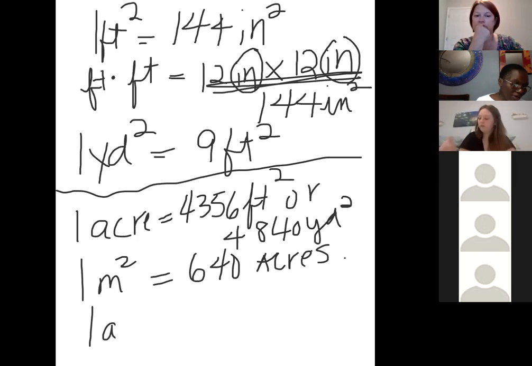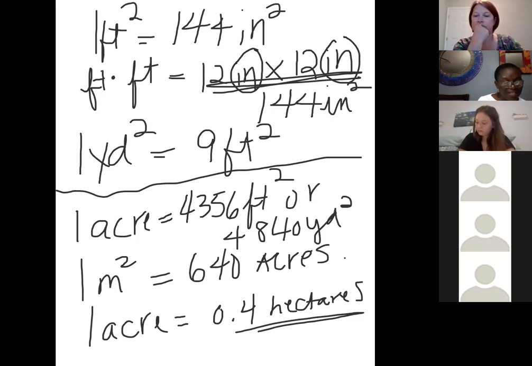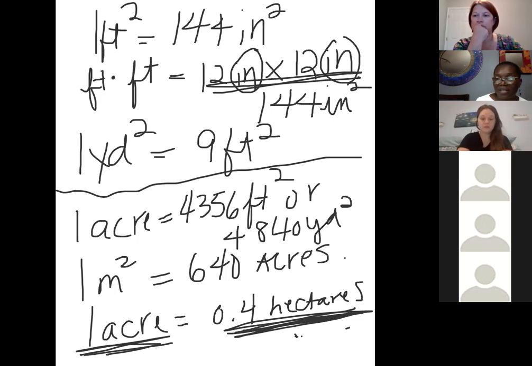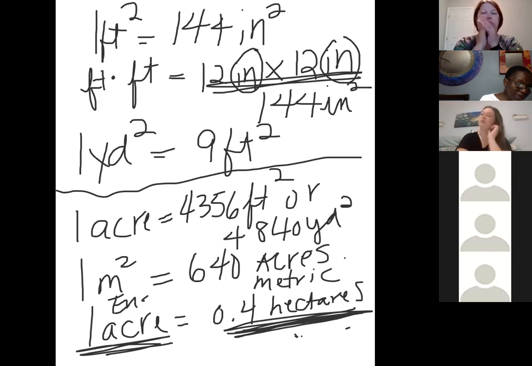1 acre is approximately, and this is used on an international level, 0.4 hectares. Now, the hectare is equivalent to the metric units. This is metric, and that's English. So we use acres, they use hectares. Does that make sense? So this is a metric unit, and this is an English unit right there.